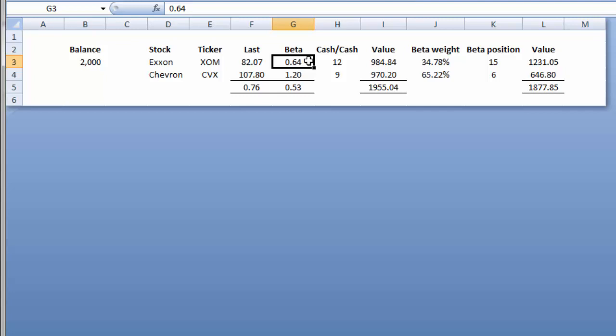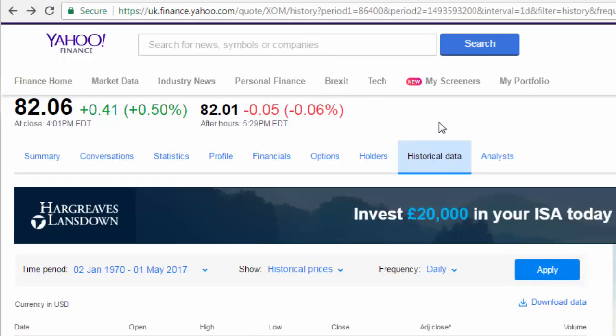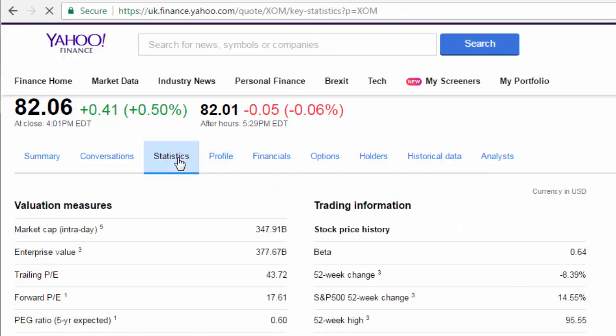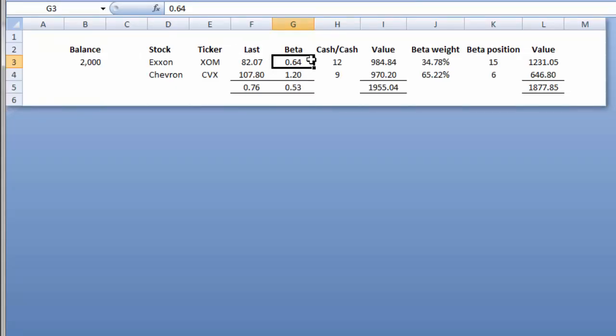However, if we're wanting to beta hedge, beta being a measure of stock volatility relative to its market volatility, what we need to do first of all is get the beta figures. So back on Yahoo Finance, just under the statistics section, you can see at the top here we've got beta, so 0.64. I've already fetched that to save a little time, and I've done the same for Chevron.